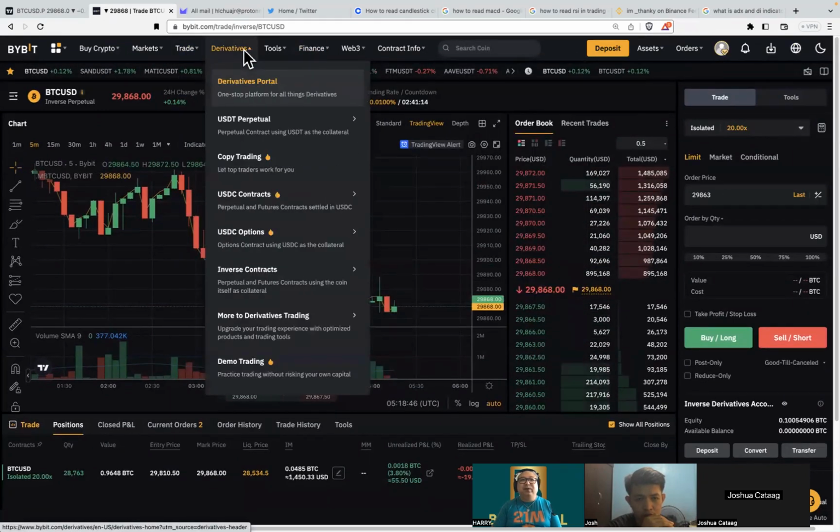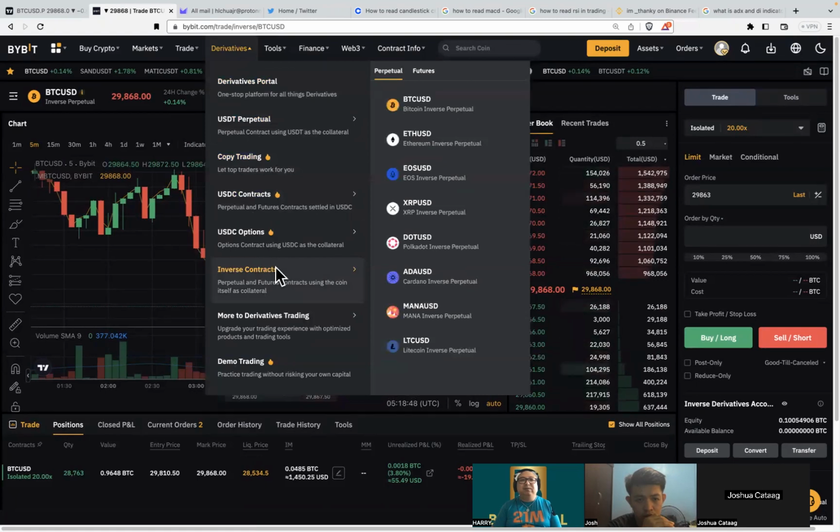Derivatives lang tayo. Then focus lang tayo sa inverse contract BTC USD. Gagamitin natin ang BTC as collateral kasi mas maganda siya, kasi you will earn in BTC. And if the price of BTC also goes up, parang hitting two birds with one stone, kasi you're earning your profit in Bitcoin tapos tumataas pa yung value ng Bitcoin over time, di ba?